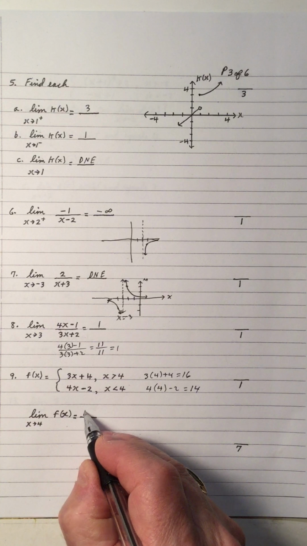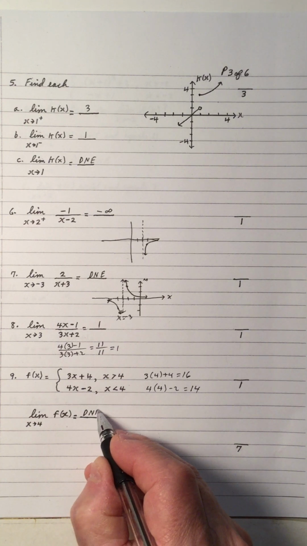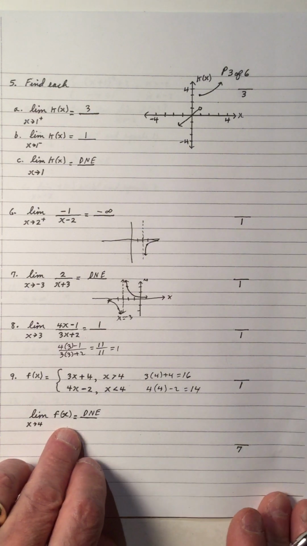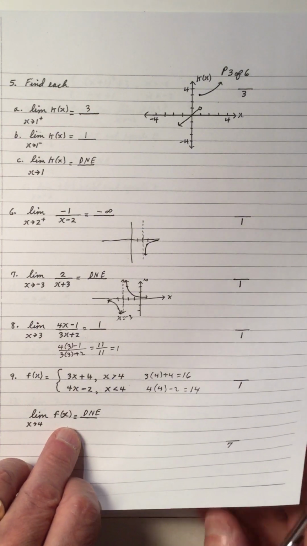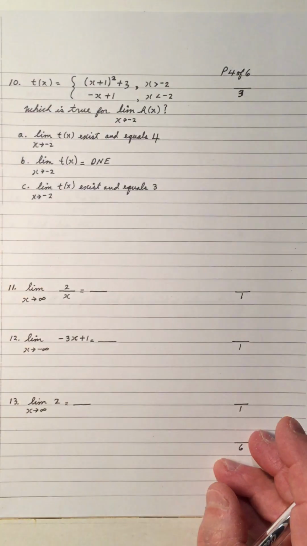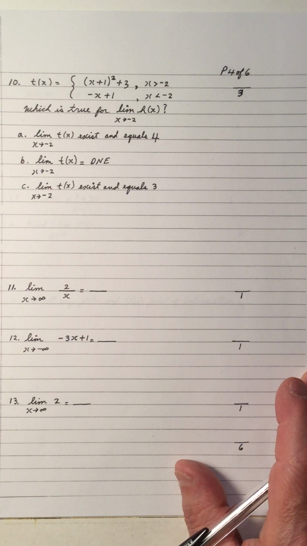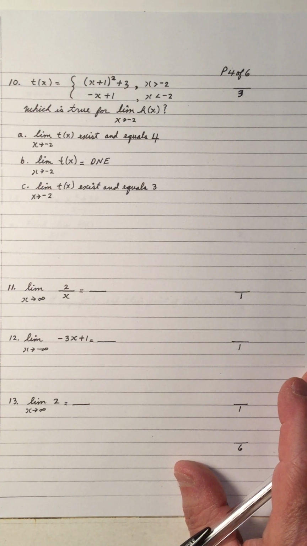And they're not equal, so the limit does not exist. The left is not equal to right. Total up your score. Hopefully you have 7. And don't forget, for each question you do, you can pause the video and work out the answer first before I do. That's a good way to do it too.